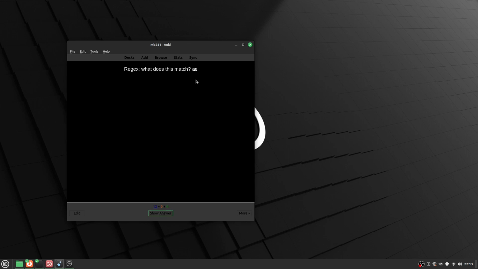Regex. What does this match? So the concatenation of A and the empty string is the set containing A. Yeah. Good. What does this match? A or B, the set containing A and B. Well, that was easy, so we'll say easy.